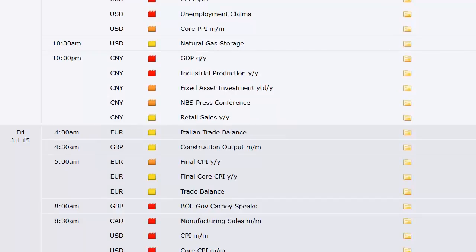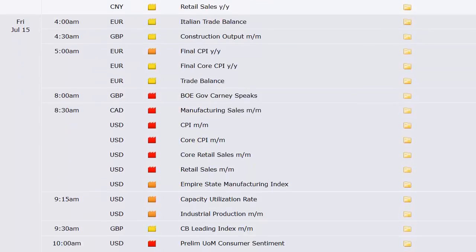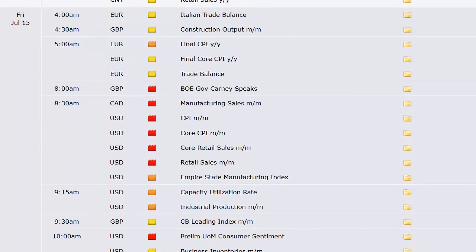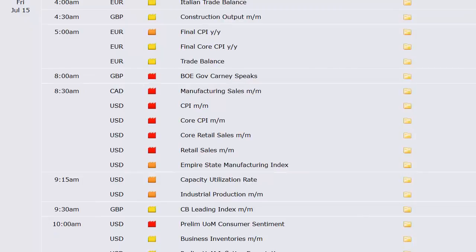China does a big data dump at 10 p.m., so we jump 12 hours after the natty gas number with no data, and then 10 p.m. Eastern time, China's got their GDP, industrial production, fixed asset investment, and retail sales. Going into Friday, you've got the Italian trade balance, construction output out of the UK, final CPI out of Europe along with their trade balance. That's two big numbers right on top of each other.